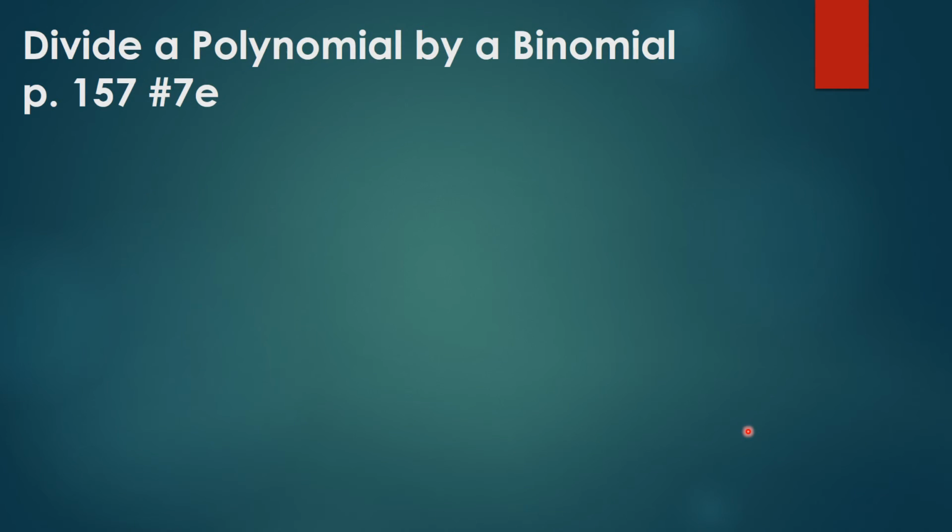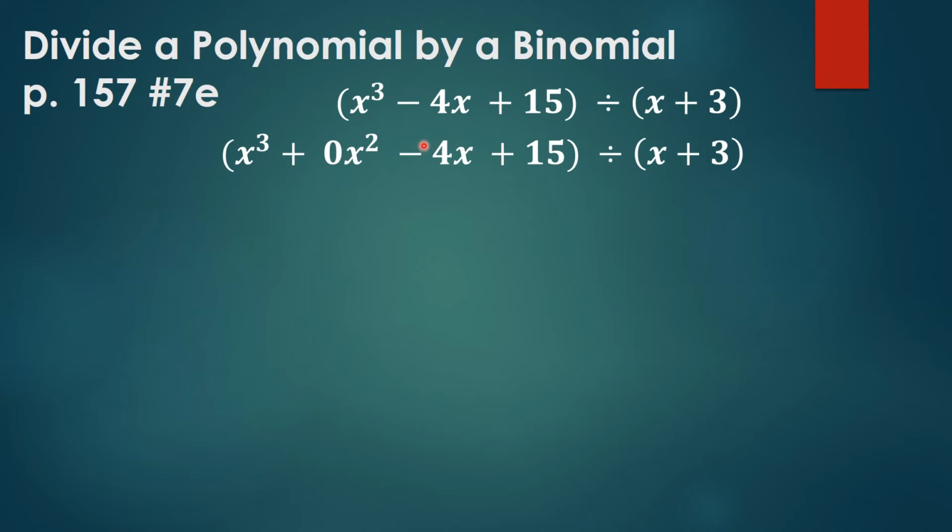For 7e, in this case I have x to the third minus 4x plus 15 in my dividend, divided by this binomial x plus 3, which is the divisor. Now I look at this and I say, well, in my dividend there's an x cubed term, so it's a third degree term. Then I have a first degree term. What am I missing? I have a 3rd degree, then I go down to a 1. I'm missing a 2nd degree term. I'm missing an x squared term. So I have to put it in there when I'm doing this long division by this method.